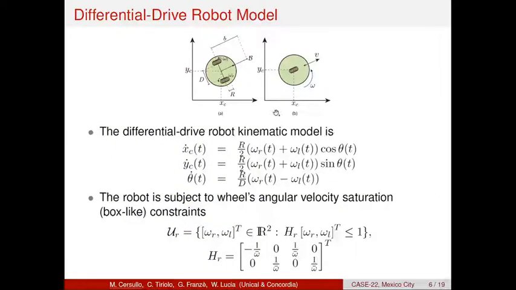Our main focus was on the differential-drive robot. Here I'm presenting to you the differential-drive robot kinematic model, where R represents the radius of the wheel, and D represents the axis length of the wheel. Omega R and omega L are the angular velocities of the right and left wheel, and theta is the orientation of the robot. The robot is also subjected to wheel angular velocity saturation constraints that are shaped like a box, where here omega bar represents the maximum angular velocity that the wheel can reach.